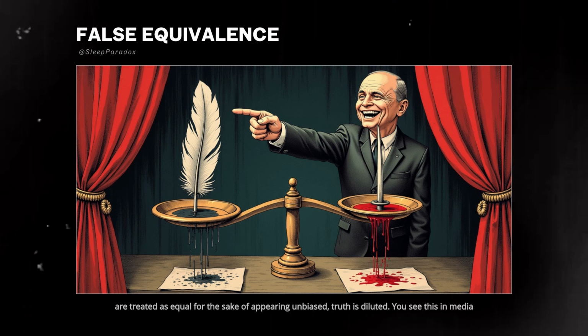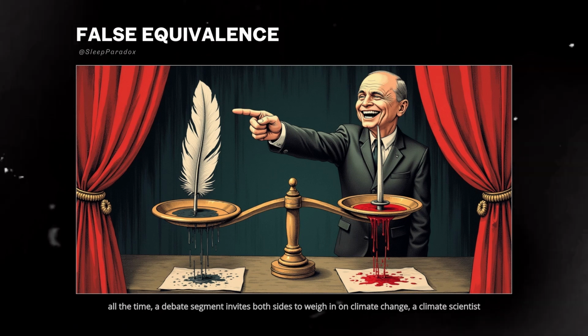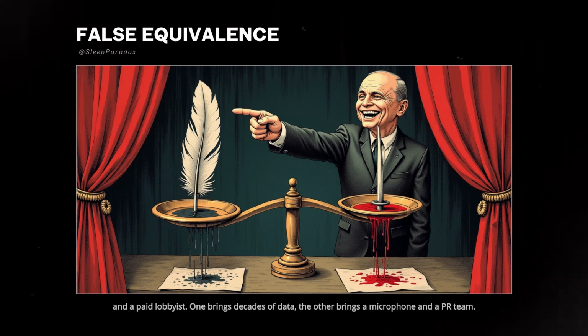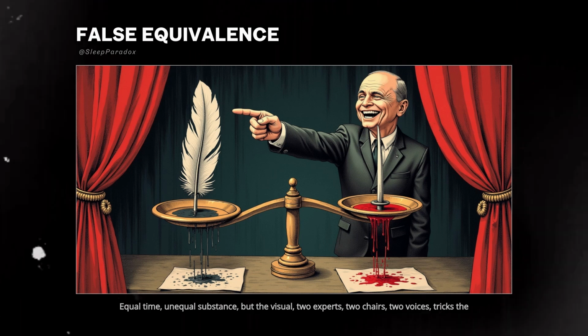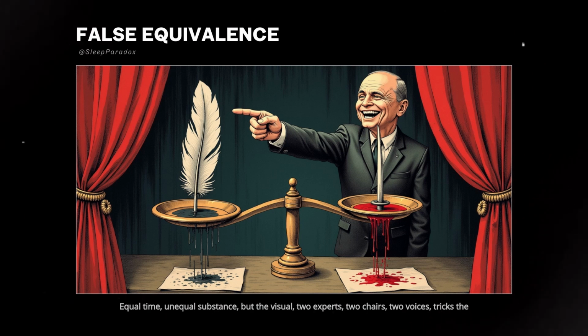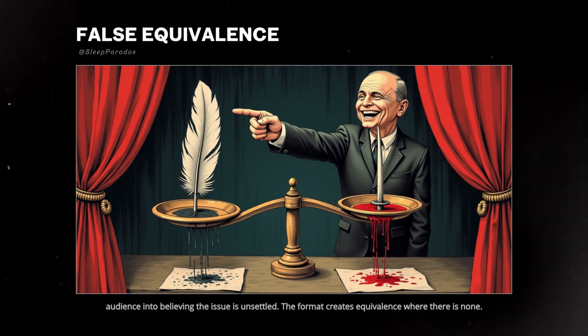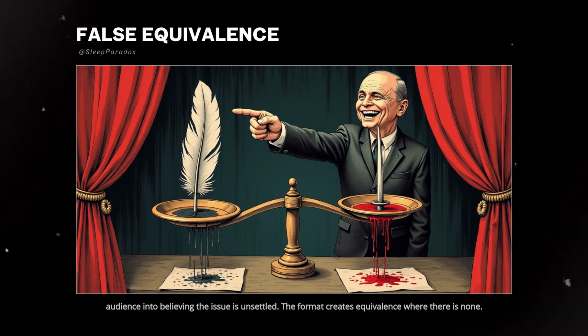You see this in media all the time. A debate segment invites both sides to weigh in on climate change, a climate scientist and a paid lobbyist. One brings decades of data, the other brings a microphone and a PR team. Equal time, unequal substance. But the visual, two experts, two chairs, two voices, tricks the audience into believing the issue is unsettled. The format creates equivalence where there is none.